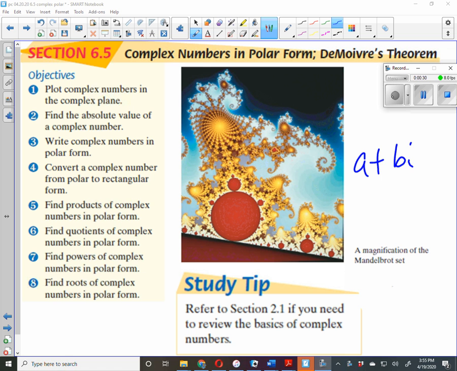Remember, that's the square root of an imaginary type scenario. So here we're looking at plotting complex numbers, finding the absolute value or the distance. This is distance, you guys. Write the complex number in polar form. Convert complex numbers from polar form to rectangular form. So we got to go back. Find the product of complex numbers, quotient, power of the complex numbers, and the roots of the complex numbers.